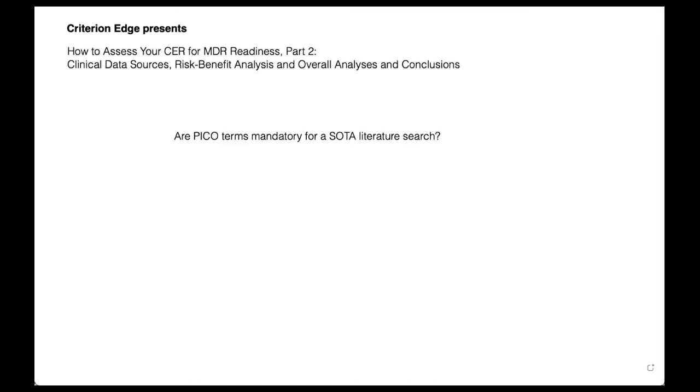PICO, patient, indication, comparator, and outcomes, are your good guideposts for search terminology to use to get the type of literature you're looking for in this state-of-the-art literature search. So I would say that identifying relevant PICO terms for this search is really more relevant than mandatory. I don't think you'll get the results you want if you don't use PICO terms.